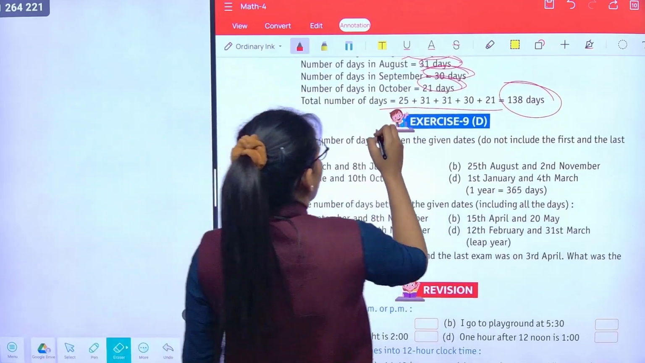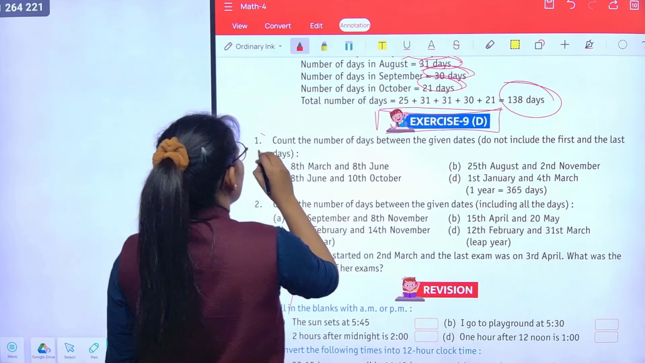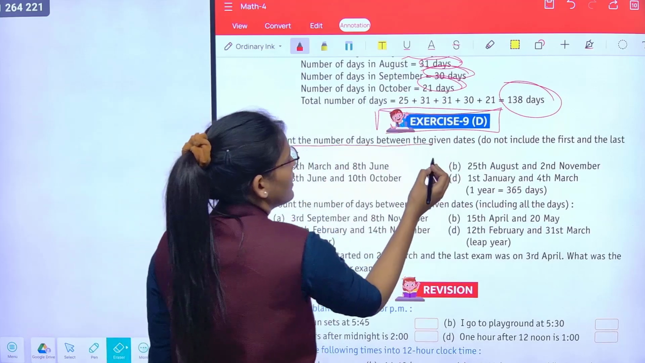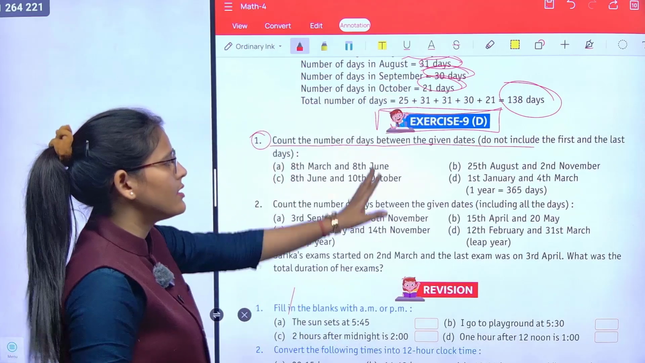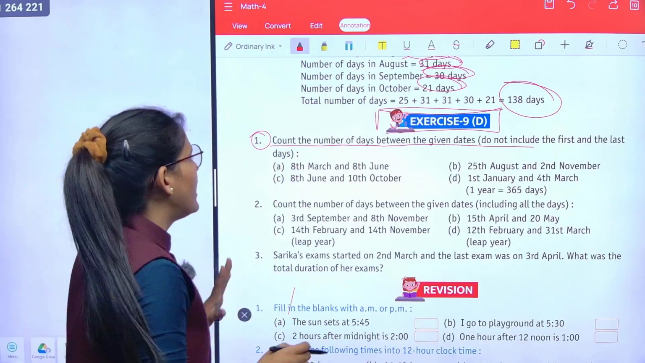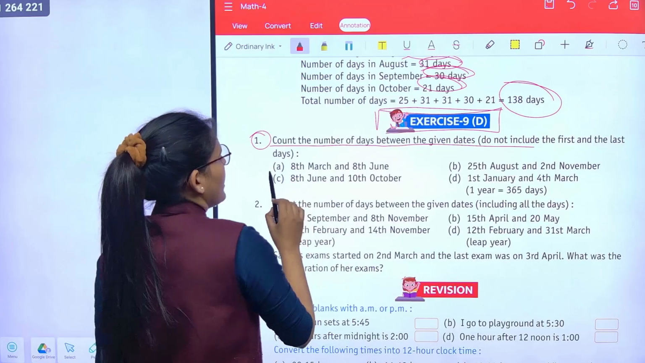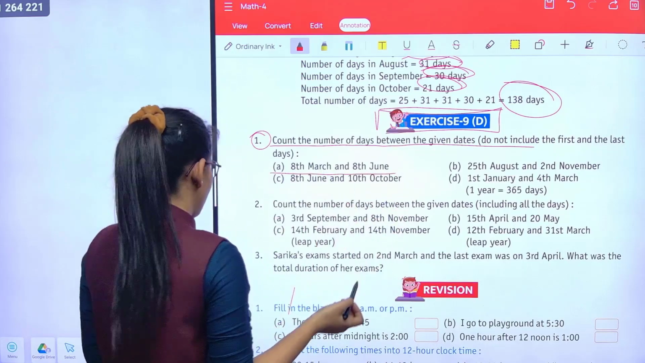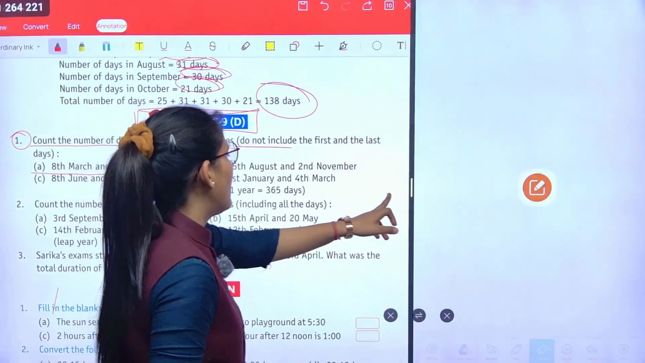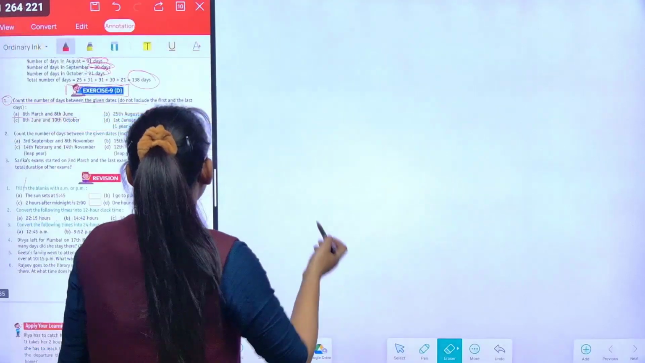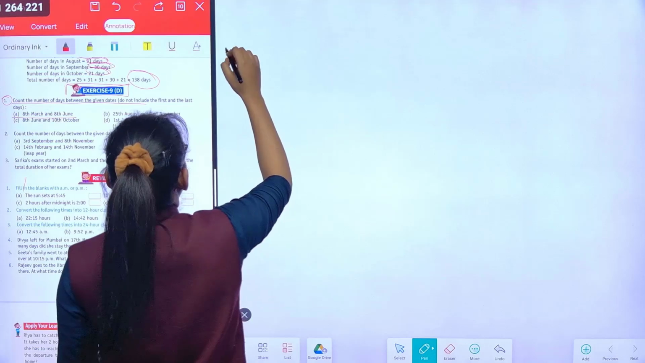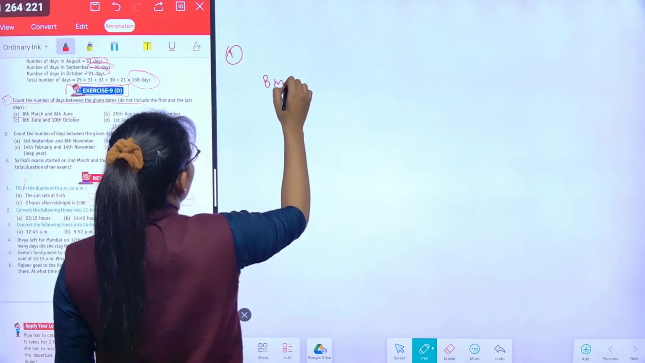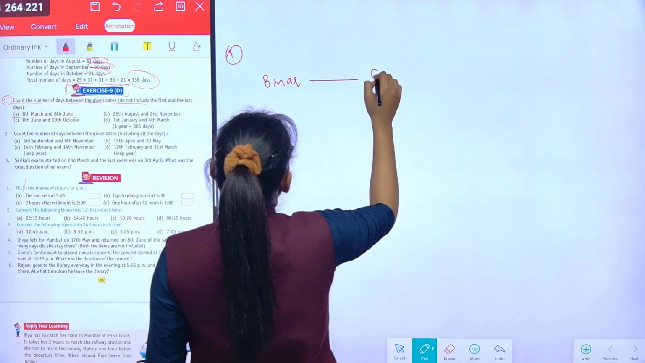Come on, exercise 9D. Question number 1, count the number of days between the given dates. Do not include the first and last date. Class, we will not include the first and last day. 8th March and 8th June. So class, 8th March and 8th June.